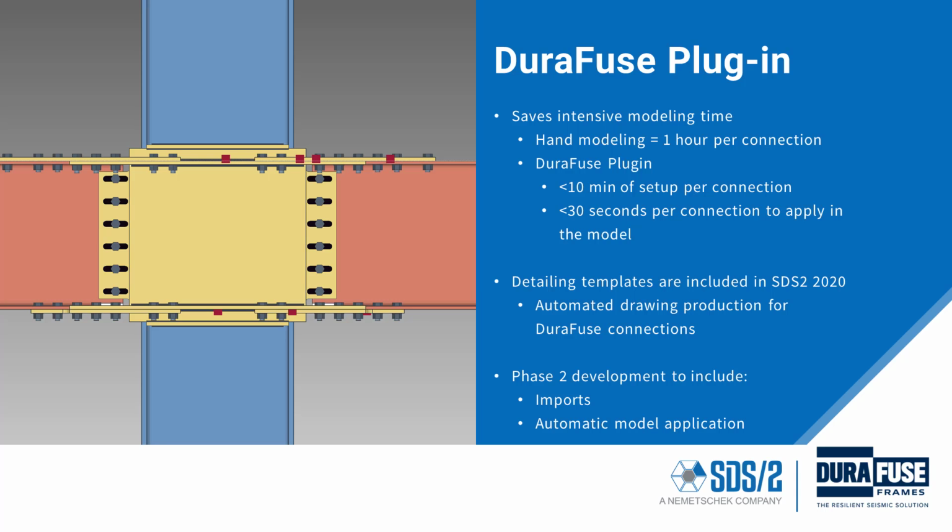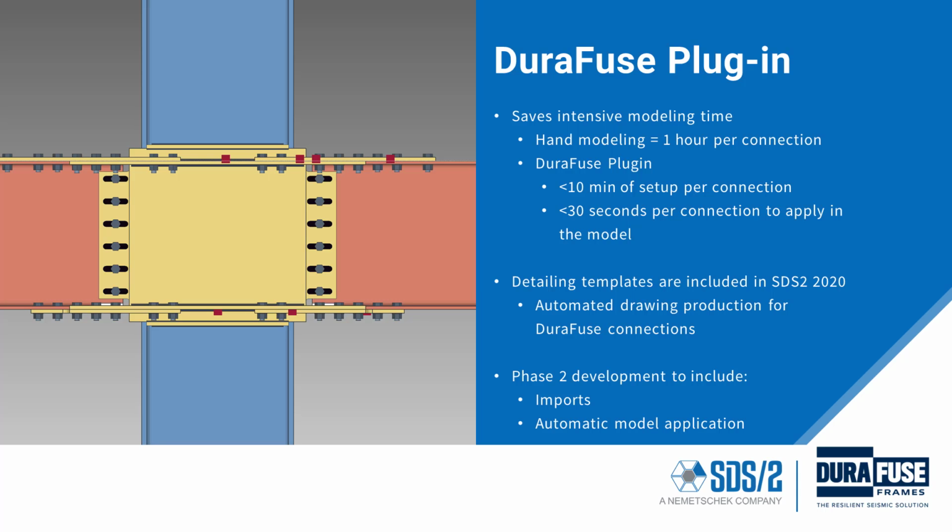So to pick up on where Paul left off, the DuraFuse plugin is something that's going to save you a lot of time as detailers when you're putting this into the model. If you take a look at the picture there on the left, you can see there's a good number of plates, holes, bolts, welds, material operations that have to be done. And if you're building this by hand, as we had some of our staff do, we figured out that it took about an hour per connection to model all that information in.